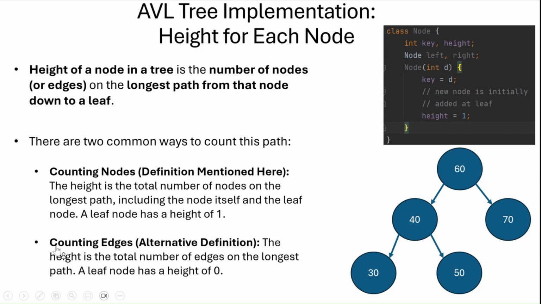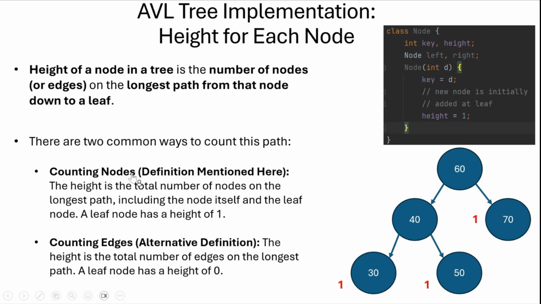And the second way is counting the edges. So instead of checking the number of nodes on the longest path, we check the number of edges. That is the alternative definition. And in this case, the leaf node height is considered as 0. Both of them can be used, but for our AVL tree implementation, we will use the counting nodes definition.